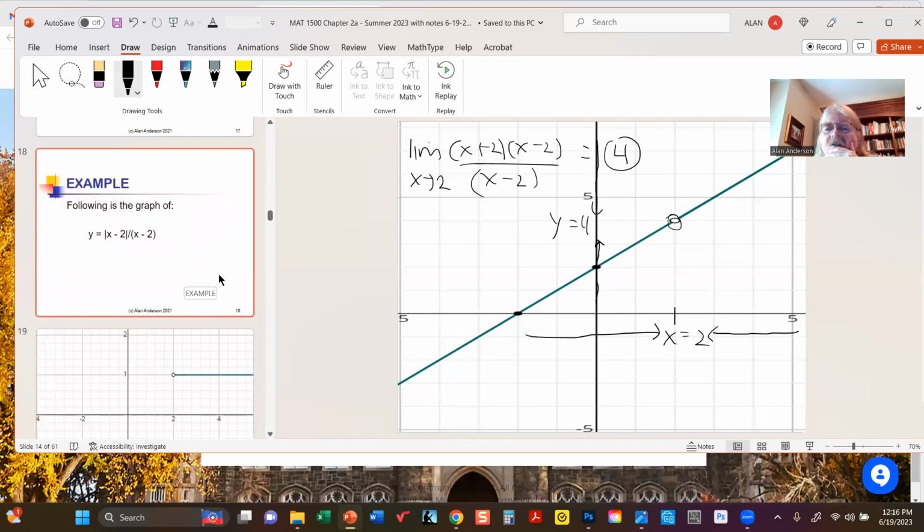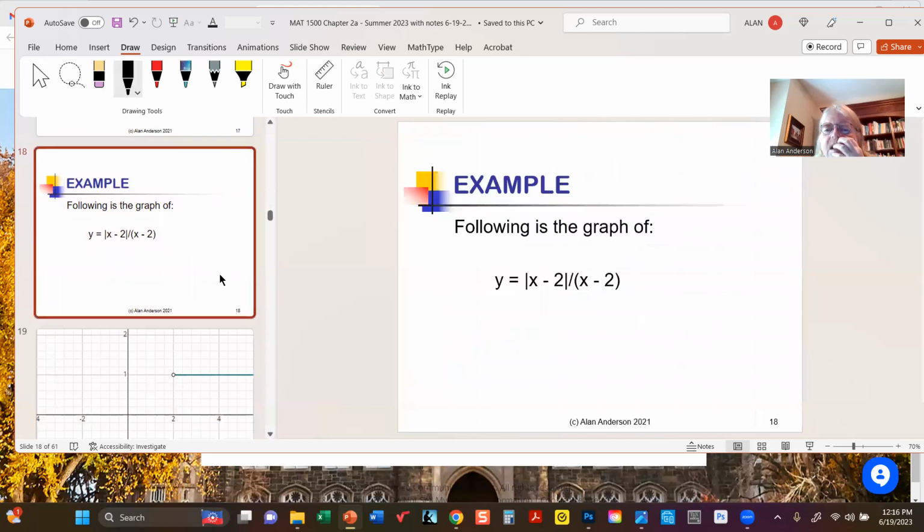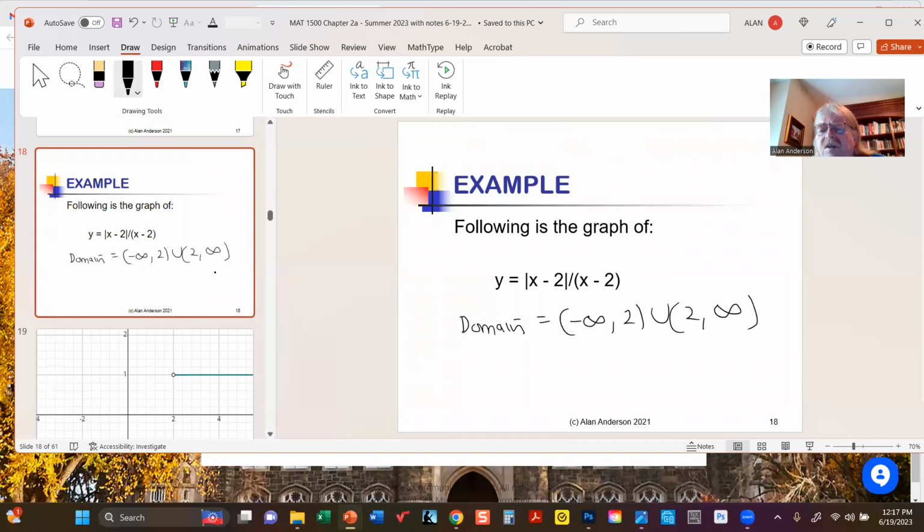Okay, now here's another interesting one. Absolute value of x minus 2, over x minus 2. Now, this is a very bizarre little function. Clearly, x cannot equal 2, so you can rule that right out. The domain is negative infinity up to 2, 2 up to infinity. In other words, all real numbers except 2.